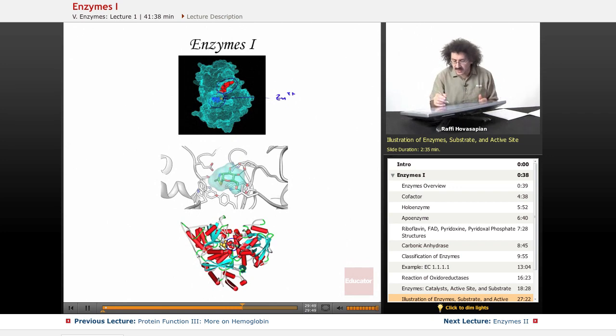That's it. That's all it is. Active site, enzyme, sometimes on the surface, sometimes inside the enzyme. Nothing particularly strange going on. Okay.